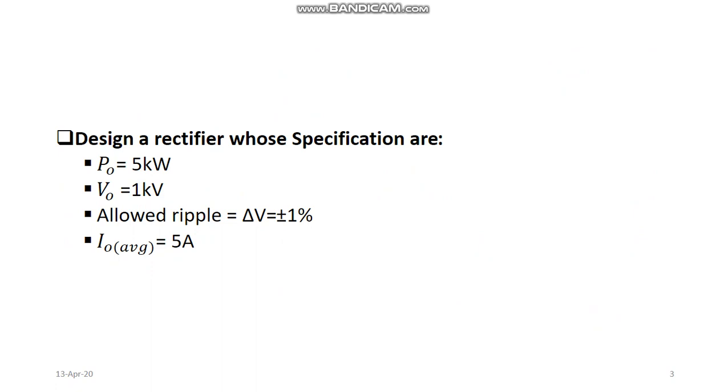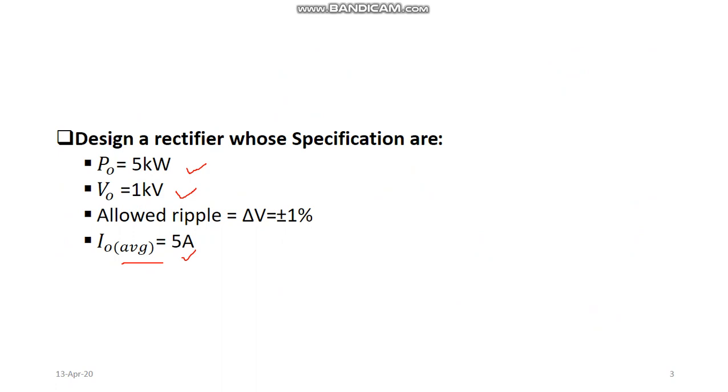Suppose that you are asked to design a rectifier whose specifications are: output power is 5 kilowatt, voltage is 1 kilovolt, and allowed ripple is plus minus 1%. And the average output, or we know that average and DC are the same. So basically we are talking about the DC current that we are going to obtain at the output is 5 ampere. Our load is 5 ampere and output voltage is 1 kilovolt.